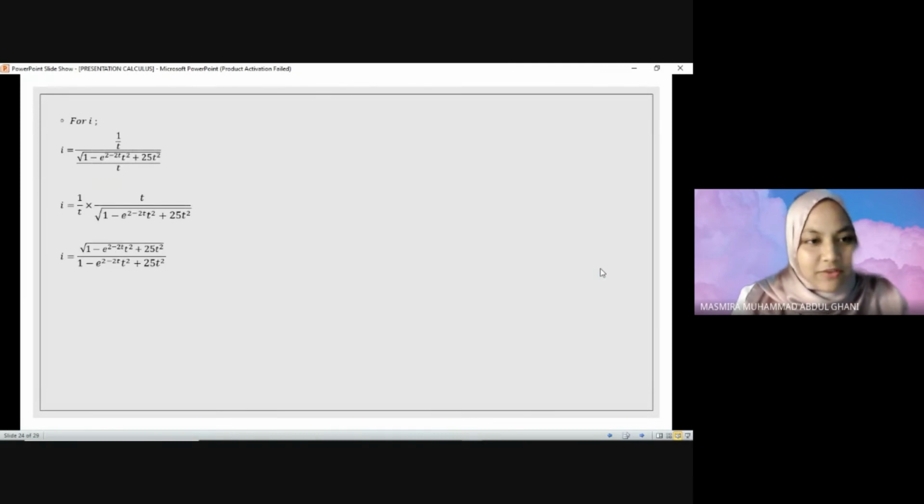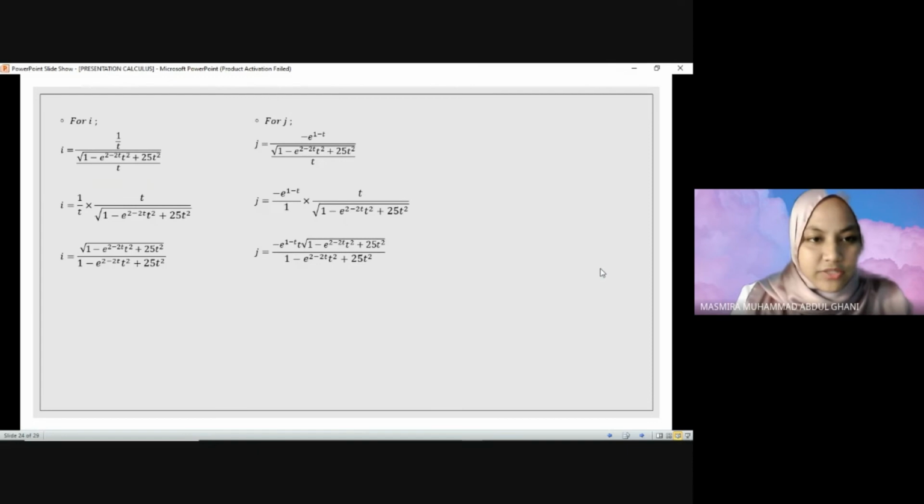Okay, first for i, we should simplify the answer. We simplify 1 over t divided by the square root of 1 over t squared plus e to the power of 2 minus 2t plus 25, over t, and we got the answer of i as shown on the slide. Next, for j, we use the same step and we got the answer as shown on the slide.